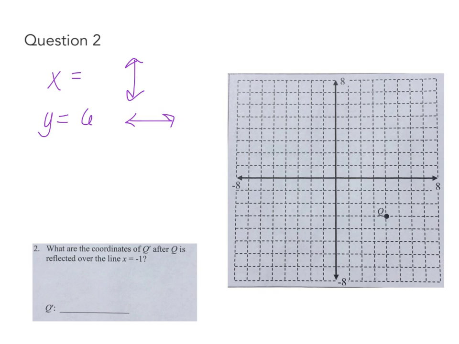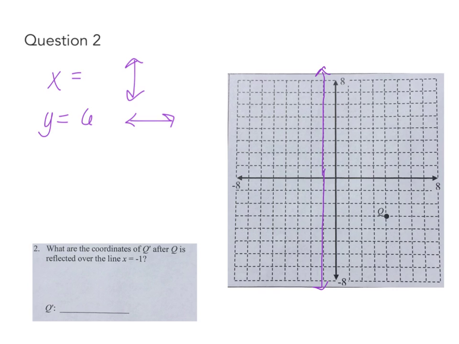So if we go back to our equation for the line, it's x equals -1. So we want to go on the x-axis to where -1 is and find that line. And I strongly recommend that you just go ahead and write the line on your graph. All right, so that's our line of reflection.